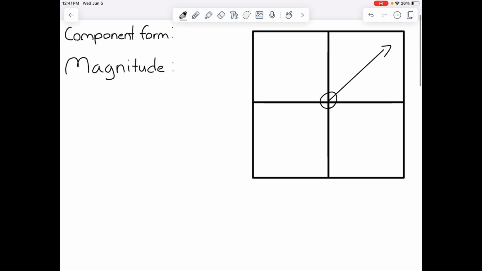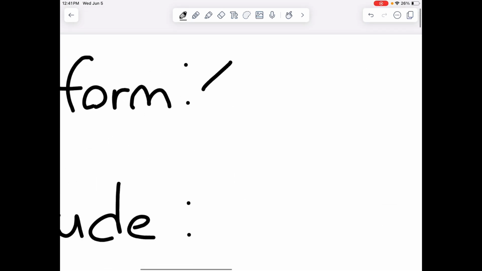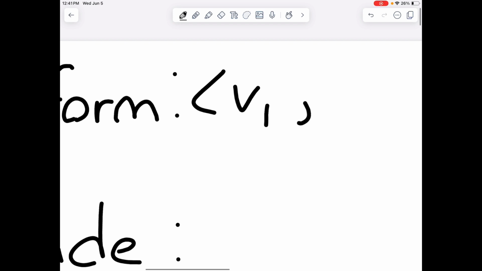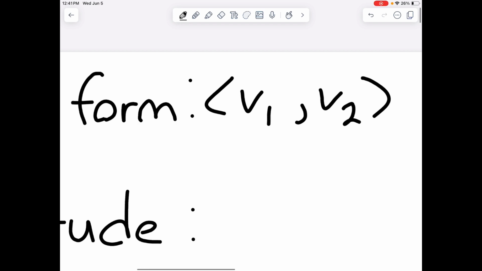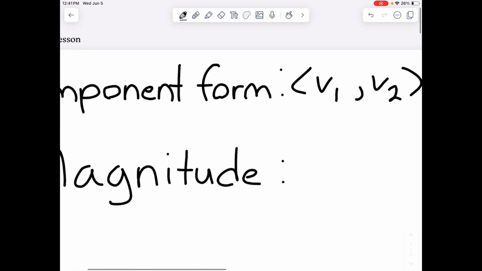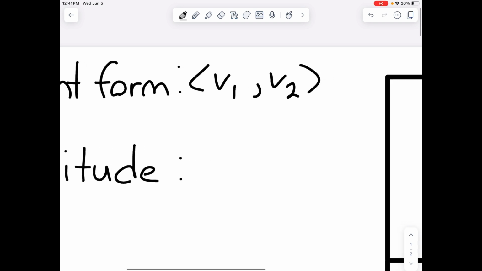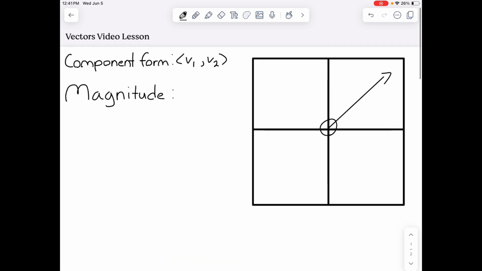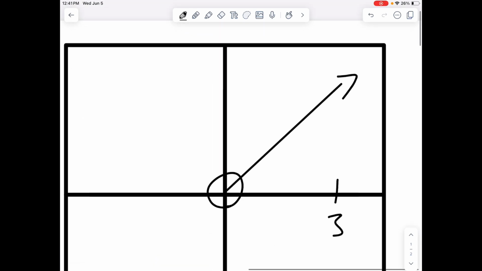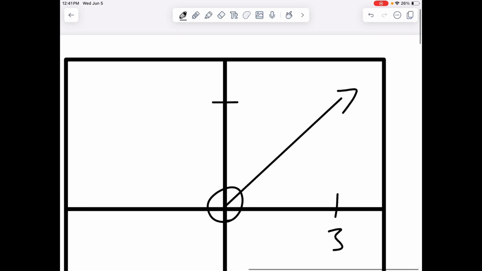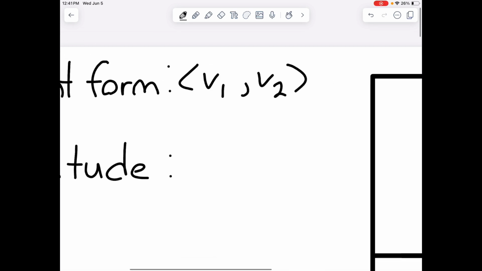The component form is made up of v1 and v2. Basically, this acts like an x-coordinate or xy coordinate for vectors. As you can see, let's say this is 3, and the y is also 3. That means the vector's component form would be 3, 3.